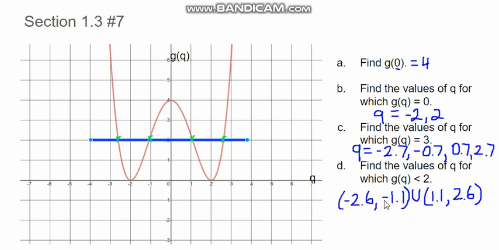And in interval notation, we're going to use parentheses around each of these intervals because it doesn't ask when g of q is less than or equal to 2. We don't want to include the values of q when the function value is 2. So instead, just use parentheses and then join the intervals with a union.